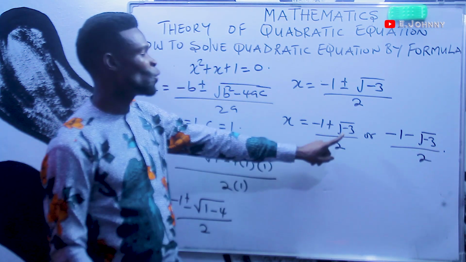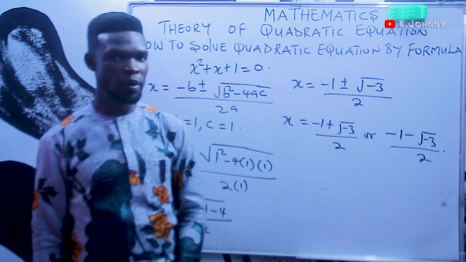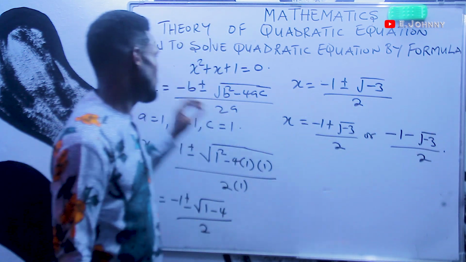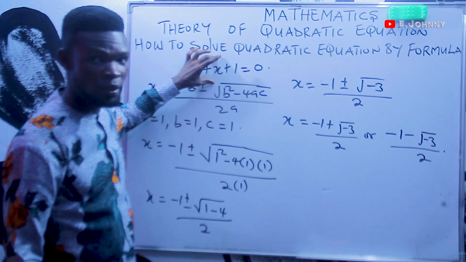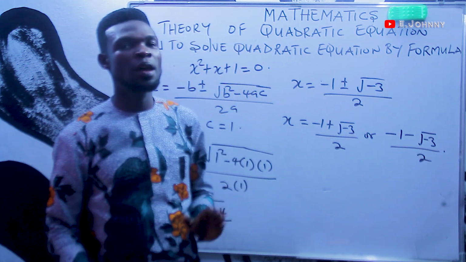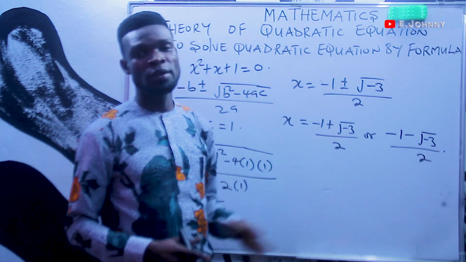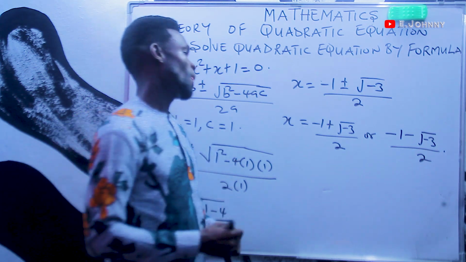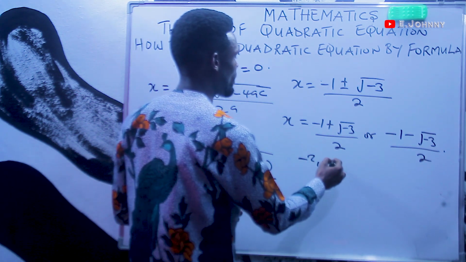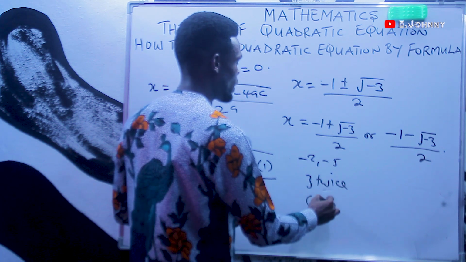So, since we cannot break this down further, we just stop there to conclude that these are the roots of this particular quadratic equation. So at this point, we say that the roots of this quadratic equation are complex roots. So the square root of a negative number is complex. We can see in the first example, we had minus 2 and minus 5. The second one was 3 twice. And the third one is where we have complex.